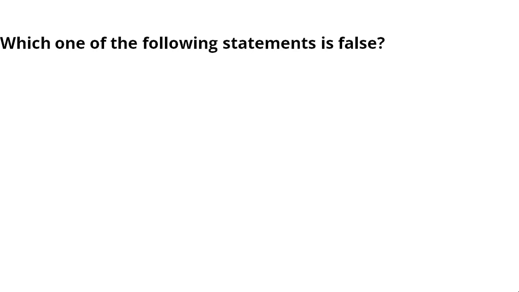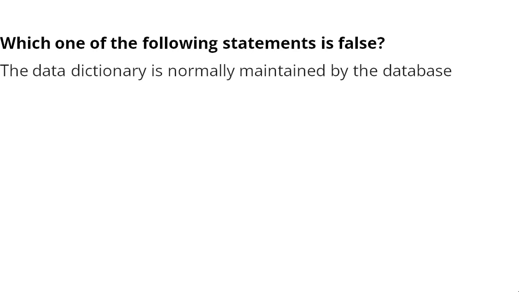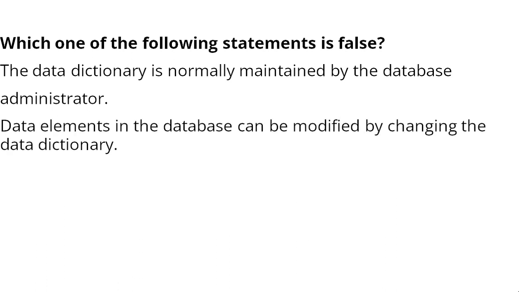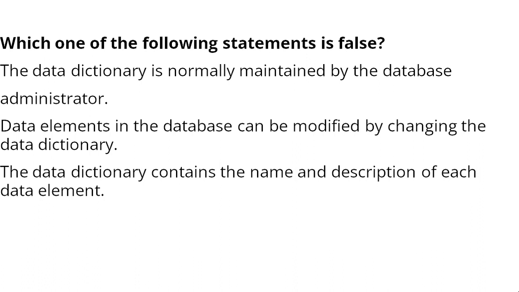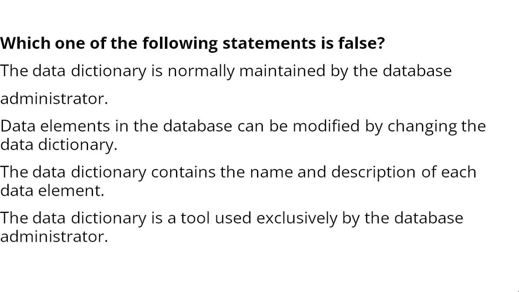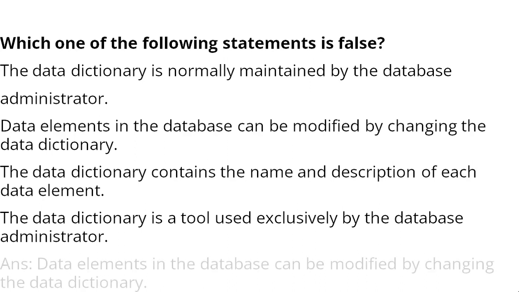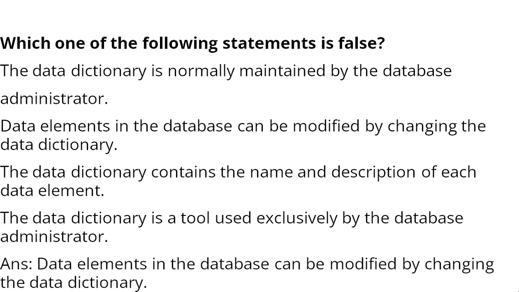Which one of the following statements is false? The data directory is normally maintained by the database administrator. Data elements in the database can be modified by changing the data directory. The data directory contains the name and description of each data element. The data directory is a tool used exclusively by the database administrator. And the correct option is data elements in the database can be modified by changing the data directory.